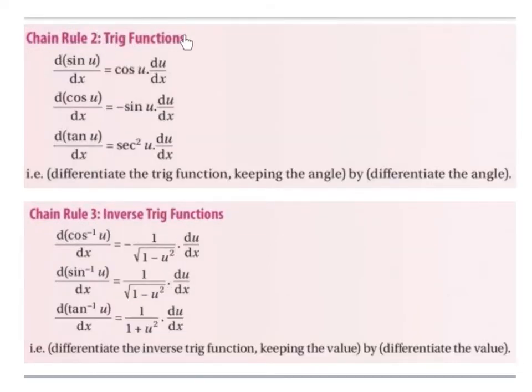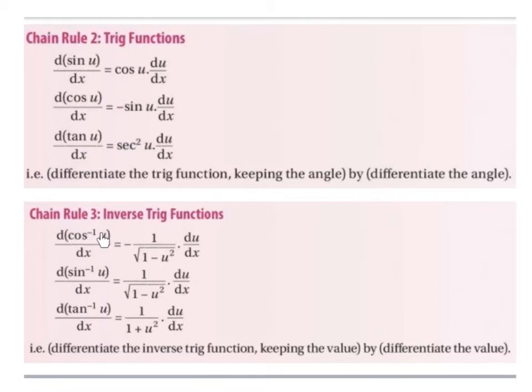Chain rule 2, trig functions. d(sine u)/dx is equal to cos u times du/dx. d(cos u)/dx is equal to minus sine u times du/dx. And d(tan u)/dx is equal to sec squared u times du/dx. Or put simply, differentiate the trig function, keep the angle, and multiply that by the derivative of the angle. So again, it's the derivative of the outside multiplied by the derivative of the inside. So the outside-inside function.